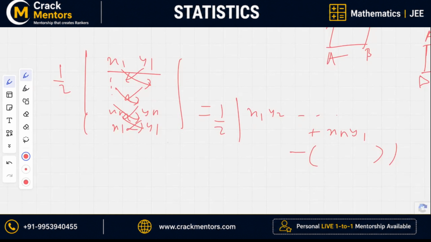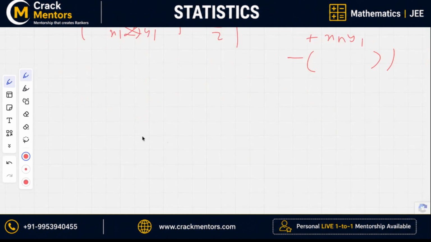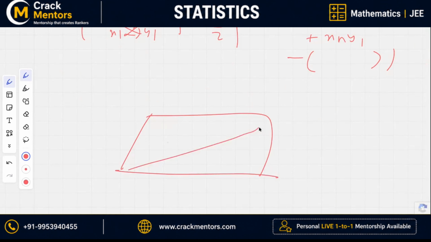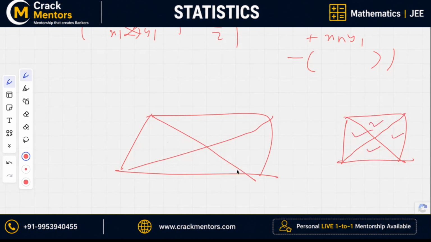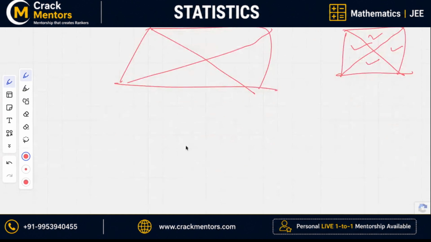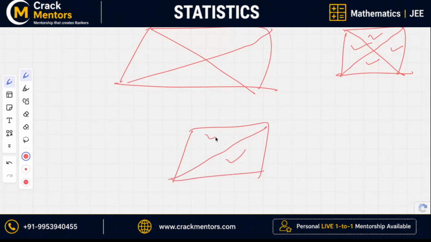Now tell me one thing. If this is a parallelogram, can we say that this area is equal to this area is equal to this area is equal to this area? Yeah, because they are congruent triangles, right? And similarly, if you just take one diagonal only, then also this area is equal to this area.